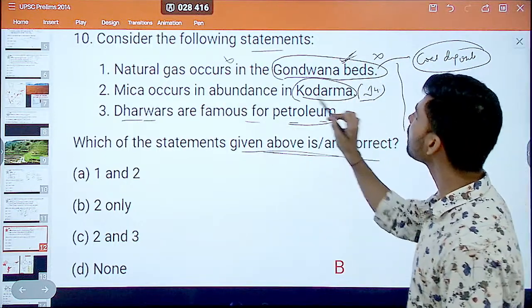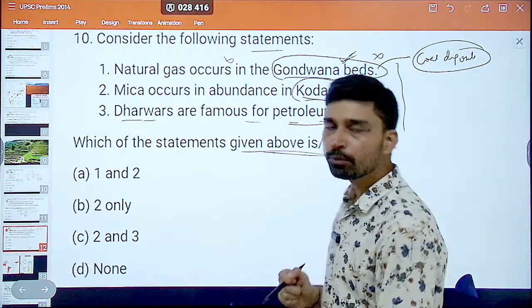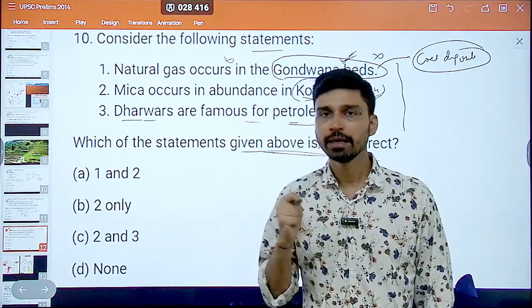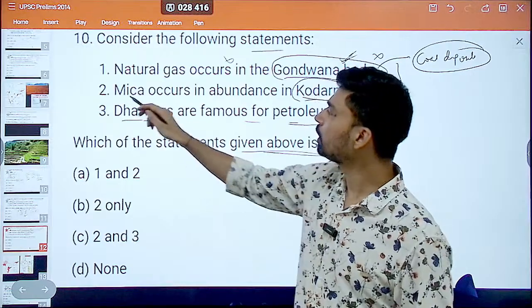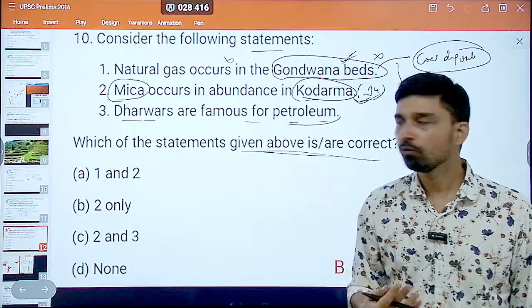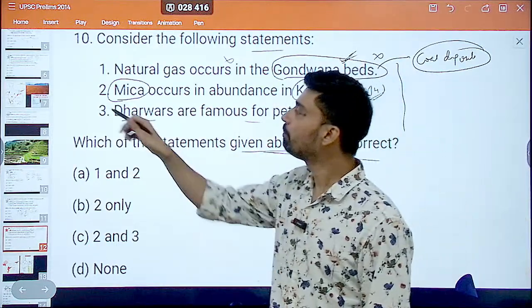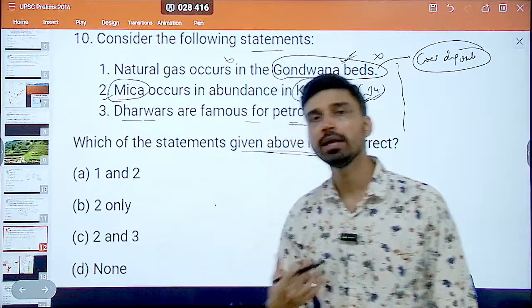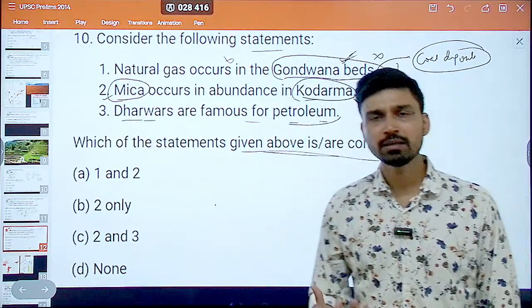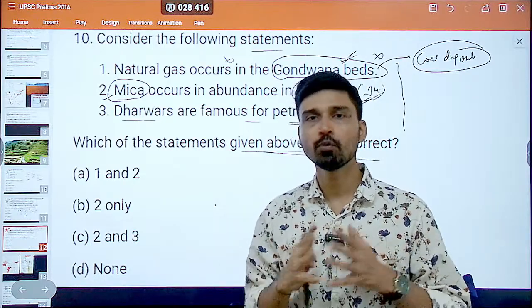Second is mica occurs in abundance in Koderma. That is correct. Jharkhand is one of the leading producers of mica in India. Now mica is a very important mineral because it acts as an insulator. If you pass electricity through mica, it will not be able to pass through, and that is why the main use of mica which we do today in India is in insulating material, especially if you have seen power lines and these electric poles.